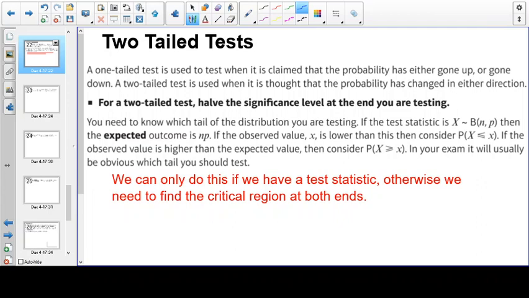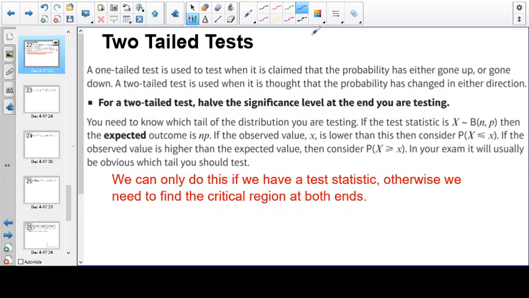Hi, this is the last video on hypothesis testing. In this video we're going to look at two-tailed tests. A one-tailed test, just to remind you, is used when it is claimed that the probability has either gone up or gone down.